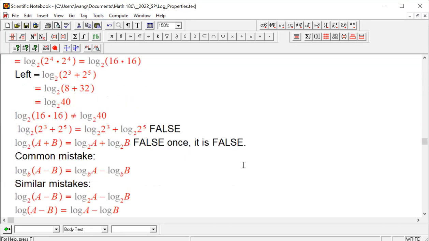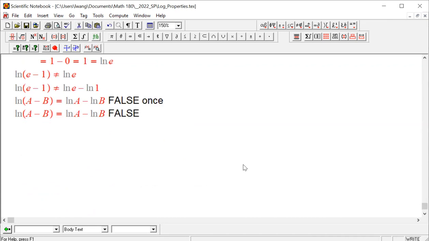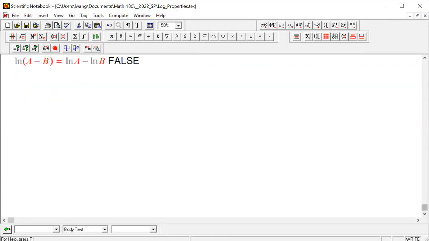So let me recreate that mistake for you. Another common mistake is right here. I'm going to remove the box because I'm going to create a mistake. And this mistake goes like this: log base B of capital A over log base B of capital B.